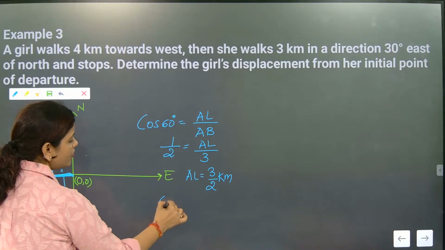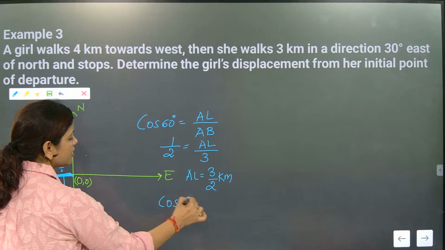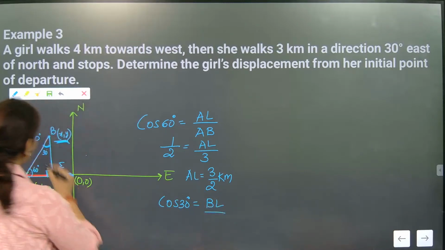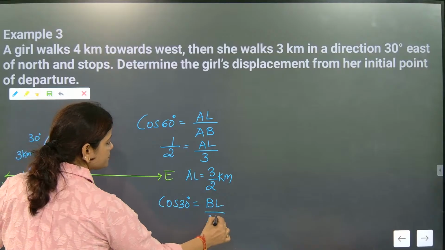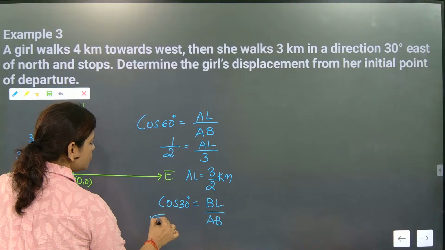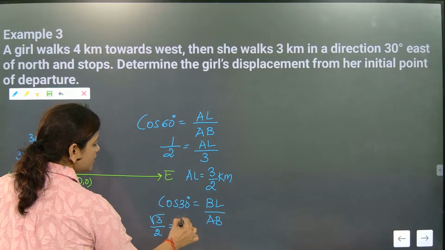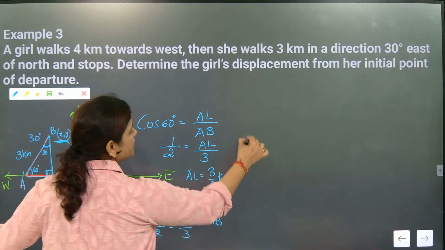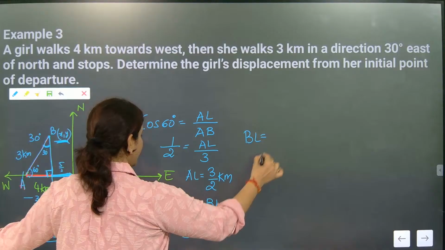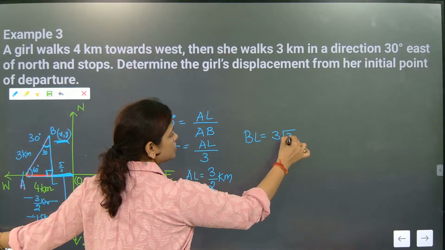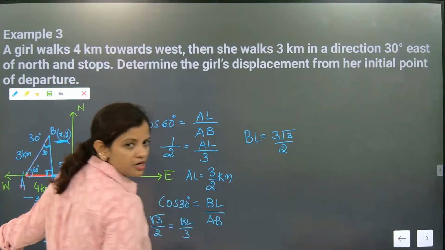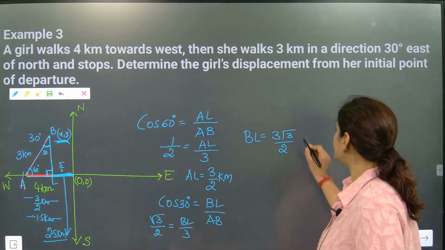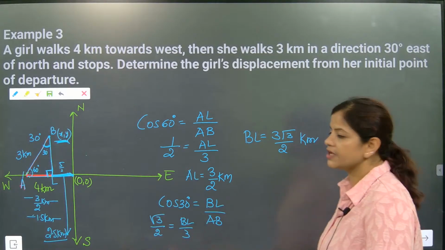So this time what will we write? Cos 30 degrees equals base, what is the base, beta? BL. What is the hypotenuse? AB. That is root 3 by 2 equals BL by 3. So how much is BL coming, beta? BL is coming as 3 root 3 by 2 kilometers.